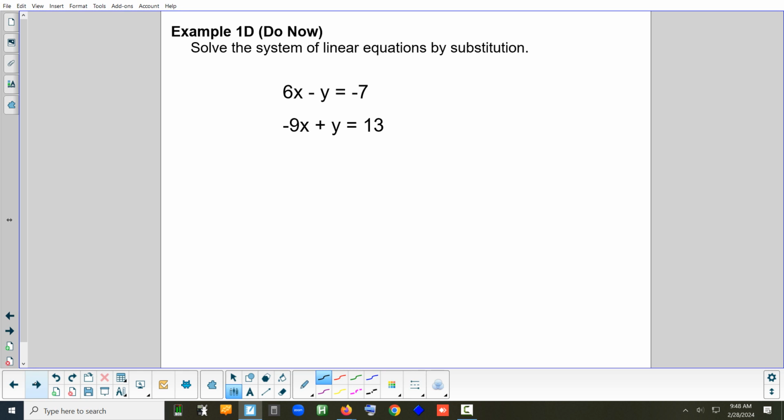How about that one? Which equation there is the easiest letter to get by itself? Number 2. Equation 2, which letter? y. Because all you'd have to do is move negative 9x to the other side. Yep. There wouldn't be anything different in those problems that I haven't already shown.